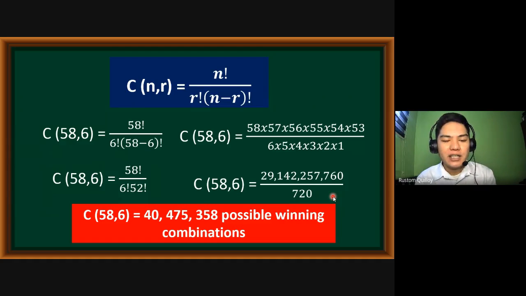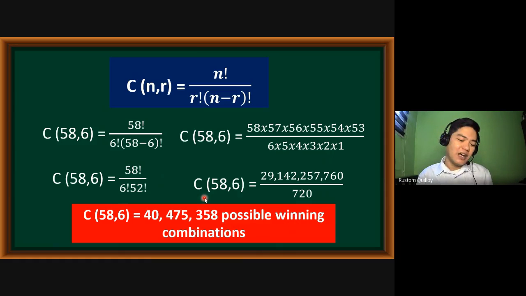So dividing these two numbers, ang sagot is combination of 58 taken 6 at a time is equal to 40,475,358 possible winning combinations. So can you imagine, ito yung bilang ng posibleng winning combinations sa loto. Kailangan makahula ka ng isa out of this 40,475,358 winning combinations. Kung gusto mo makasigurado, halimbawa gusto mo manalo ka talaga, kung tatayaan mo lahat ng numbers na yan, i-multiply mo yung 40,475,358 kung magkano yung taya sa loto.